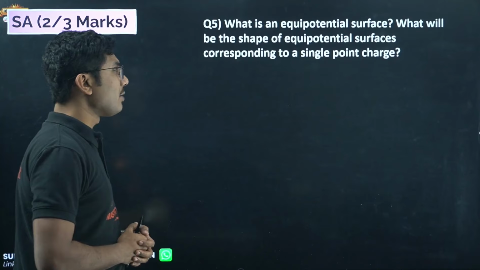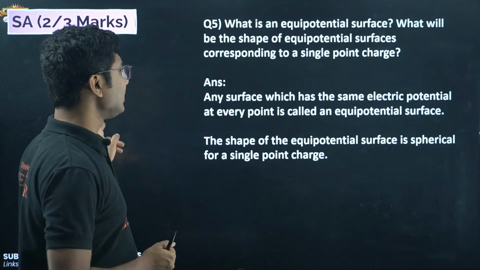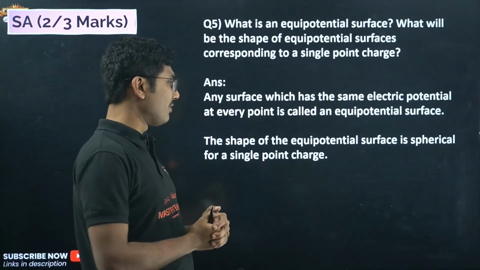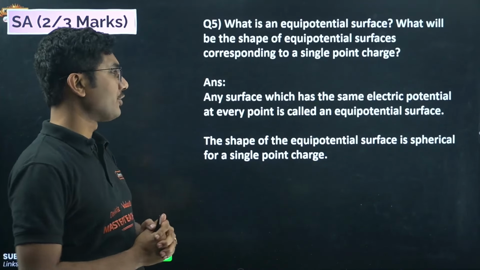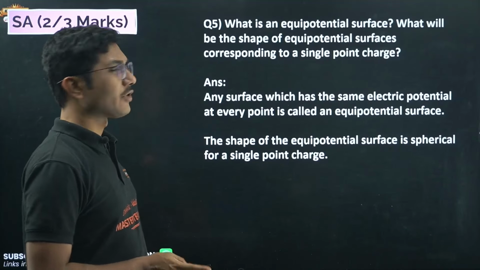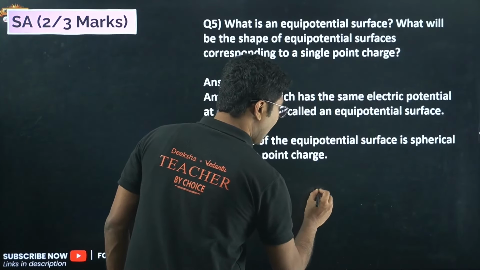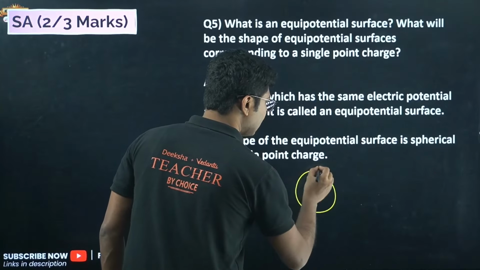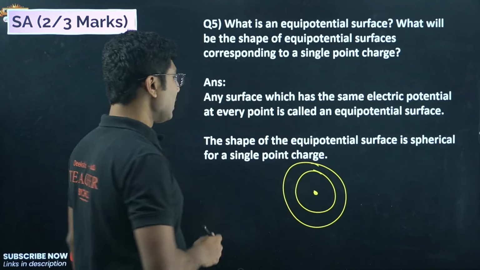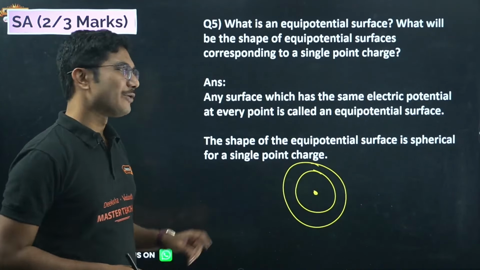Next question: what is an equipotential surface? What will be the shape of the equipotential surface corresponding to a single point charge? Any surface which has the same electric potential at every point is called an equipotential surface. The shape of the equipotential surface is spherical for a single point charge. If they ask you to draw it, take a point charge and draw some concentric circles. Take your compass and draw concentric circles. Don't draw like me. Try to draw it properly so that you get marks.